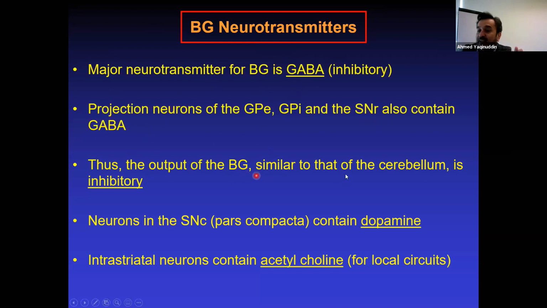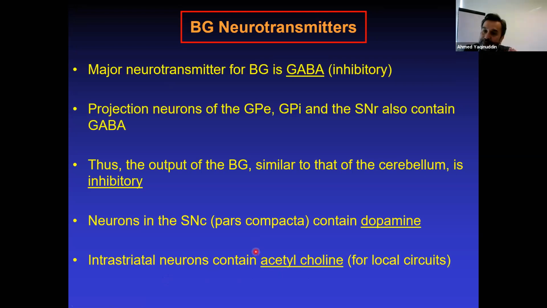Thus, the output of the basal ganglia, similar to the cerebellum, is also inhibitory. Neurons in the substantia nigra compacta contain dopamine, while the interstriatal neurons, which are between the caudate and putamen and form the local circuits, release acetylcholine. So there are three sets of neurotransmitters. The major one is GABA. The substantia nigra compacta, which contains dopamine neurons in the midbrain, releases dopamine, and the intrastriatal neurons, which are within the striatum between the putamen and the caudate, release acetylcholine. So these are the three sets of neurotransmitters involved in the basal ganglia.